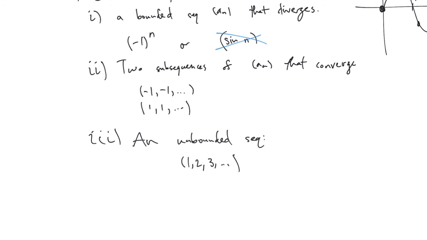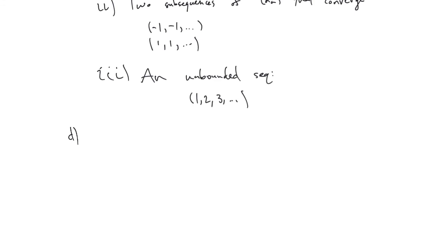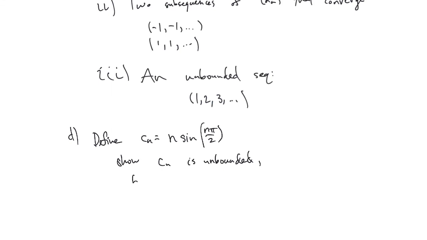Okay, and then part D, which is really the interesting part, in my opinion. It says define Cn as a sequence to be n times sine of n pi over 2, and show that Cn is unbounded but has a convergent subsequence. So you're not really using the Bolzano-Weierstrass theorem in any of these parts. They're all just trying to get at the same kinds of ideas, though, about subsequences and boundedness and unboundedness.